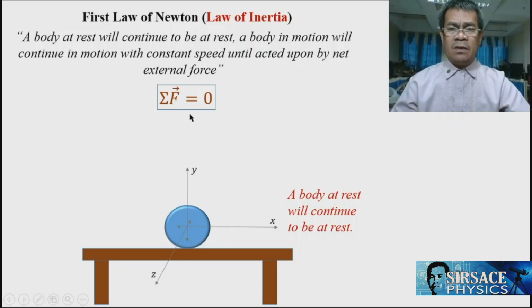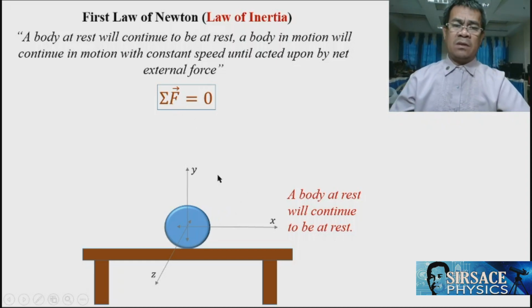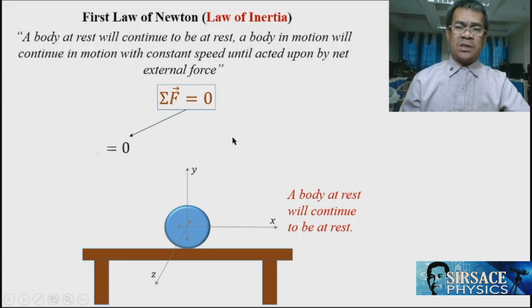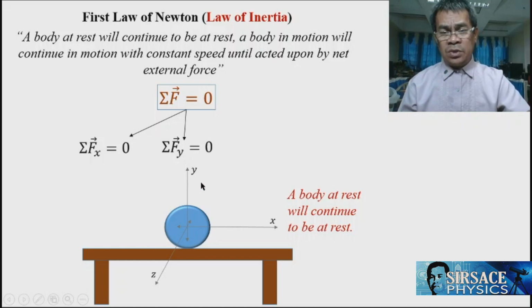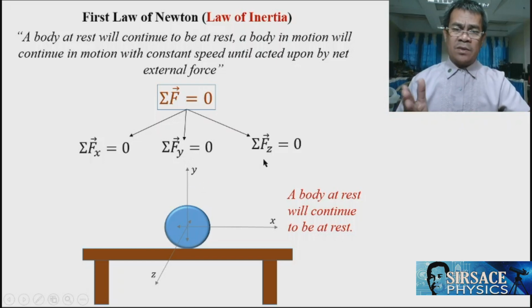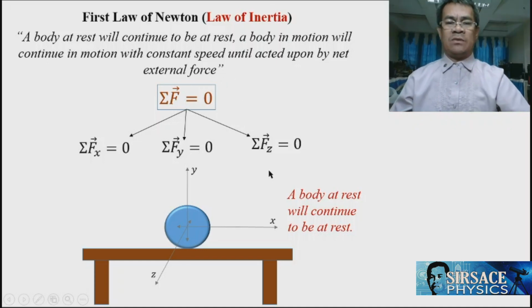So therefore, if we say that the net external force is zero, it must satisfy three conditions. The sum of all forces along x must be zero, and the sum of all forces along y should be zero, then the sum along z should be zero. If these three statements are zero, then the net external force is equal to zero.